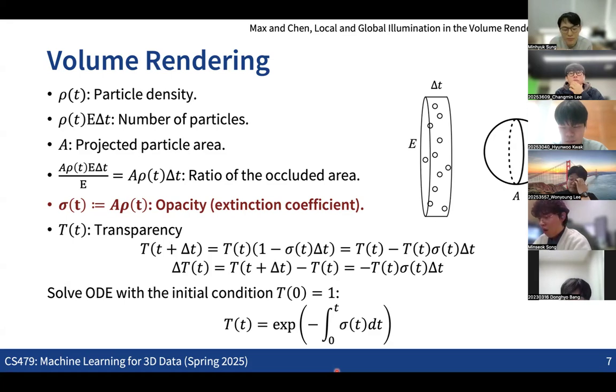Any other questions? Yeah, there are many assumptions, even about whether the particles are spheres, but we don't know. It's basically a matter of how we derive the form of the transparency with the definition of the extinction coefficient or the opacity.